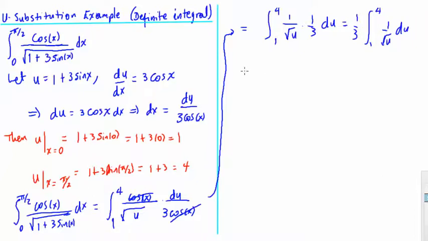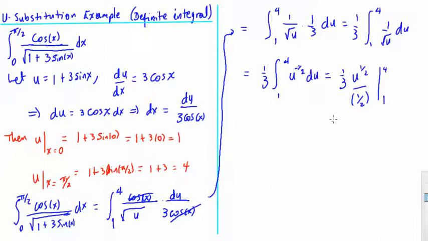Now that equals 1/3 of the integral from 1 to 4 of 1 over square root of u, which is 1 over u to the 1/2. But if you bring that up, it becomes u to the minus a half. And the integral of u to the minus a half is u to the power of a half divided by 1/2, evaluated from 1 to 4. So add minus a half to 1, and it gives you 1/2. And that's why I have u to the power of a half divided by 1/2.